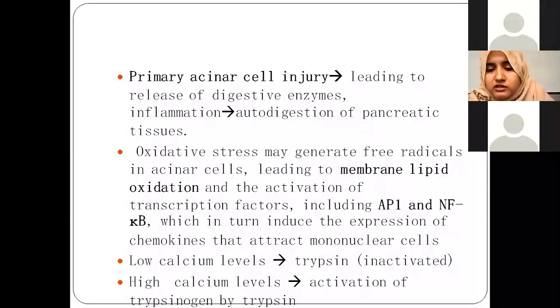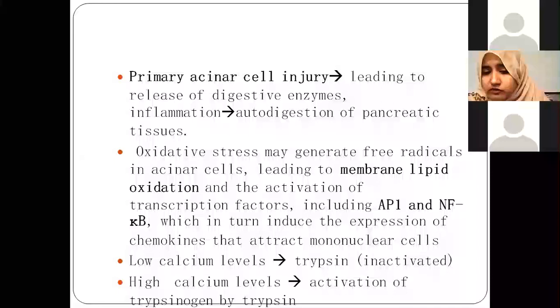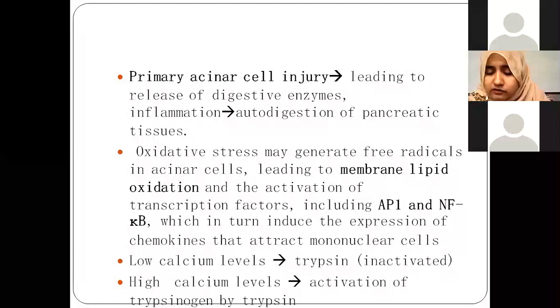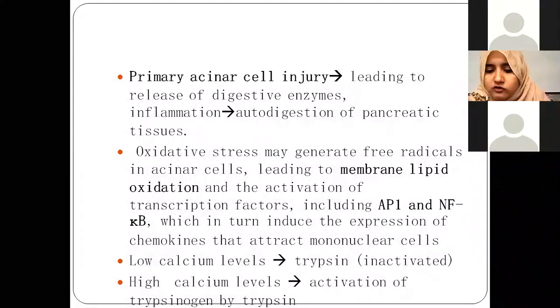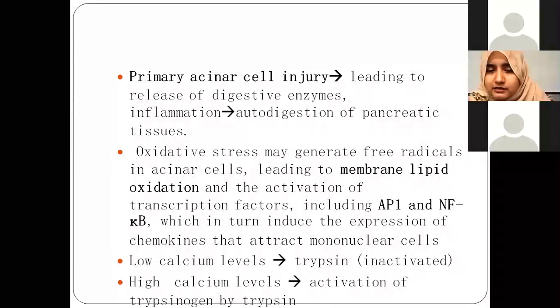So in the pathogenesis behind primary acinar cell injury, there is autodigestion of the pancreatic tissue. Why? Because of oxidative stress. And what happens in oxidative stress? There is membrane lipid oxidation. There is activation of the AP-1 and NF-kappa B factors, and this causes further recruitment of inflammatory cells like mononuclear cells, and there is insult to the acinar cells, and that leads to injury of the acinar cell.